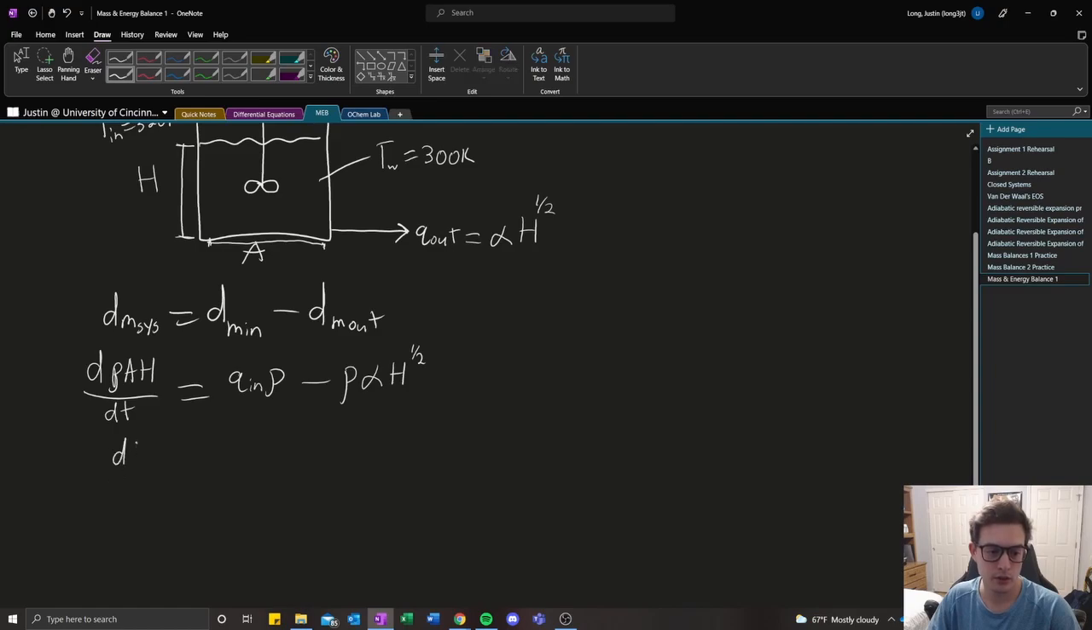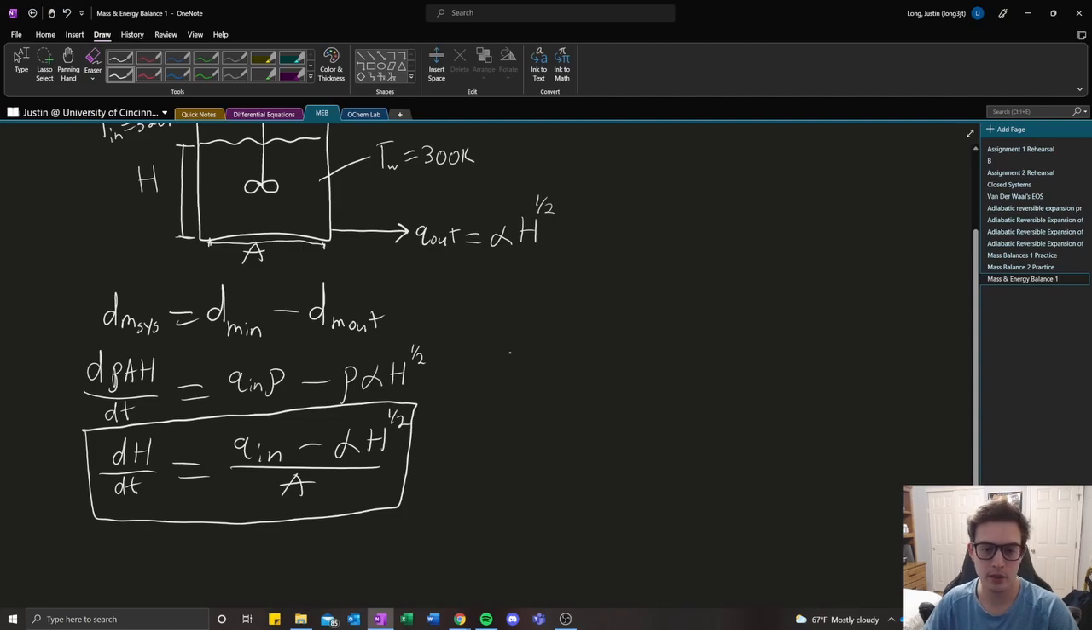That leaves us with the change in height with respect to time is equal to the flow rate in minus alpha times the height to the 1/2 power, which is the flow rate out, divided by the area. Alright, so that gives us our equation for the change in height with respect to time.